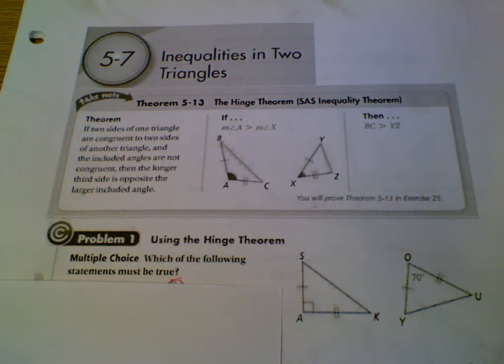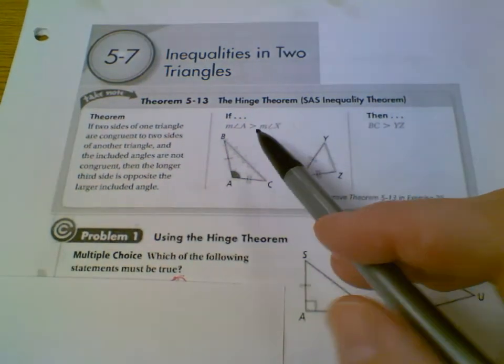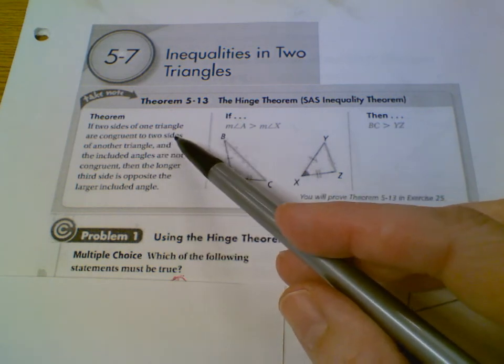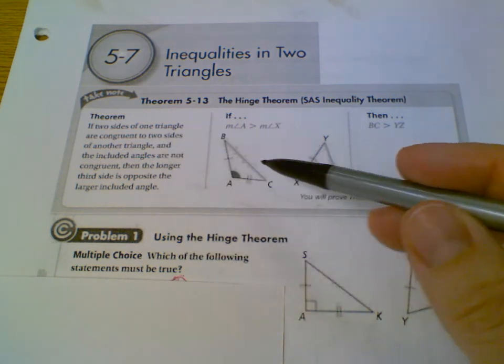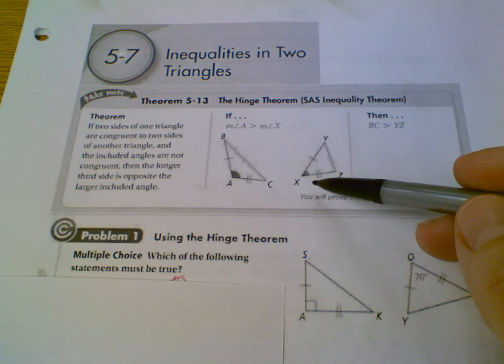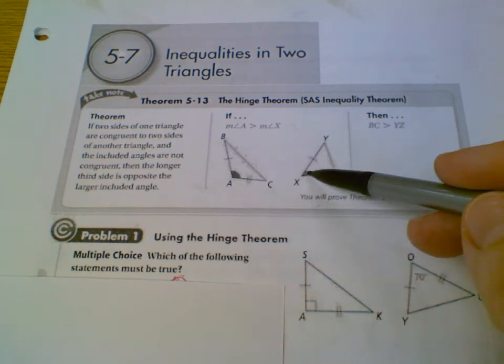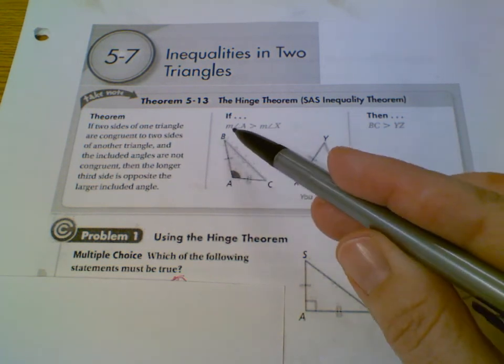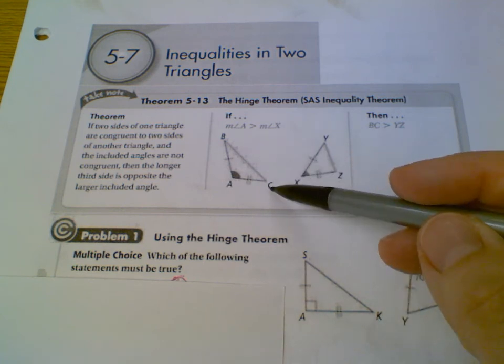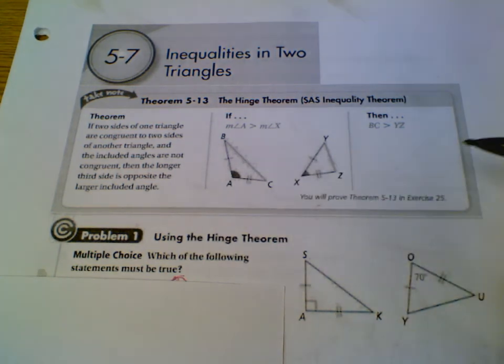Section 5.7 is about inequalities in two triangles. So it's called the hinge theorem that we're going to be using. And it says if two sides of one triangle are congruent to two sides of another triangle, and the included angles are not congruent, then the longer third side is opposite the larger included angle.